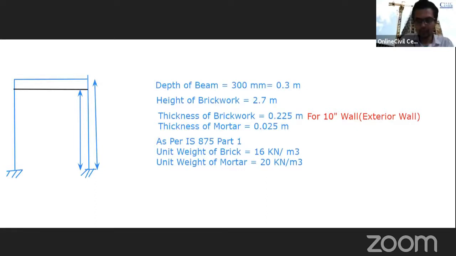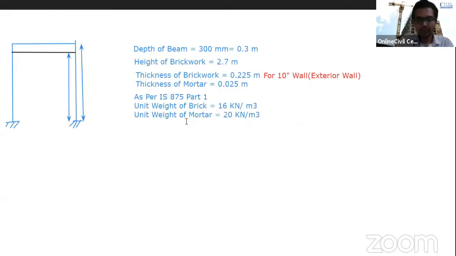Okay. So up to here, we have calculated the thickness of brickwork for the 10-inch exterior wall, and the thickness of mortar also we have calculated. Now the next remaining thing is the unit weight of 10-inch brickwork. So let's calculate that. It's very simple to calculate. We'll just have to multiply the values. You can just multiply and tell me in the comment section also.